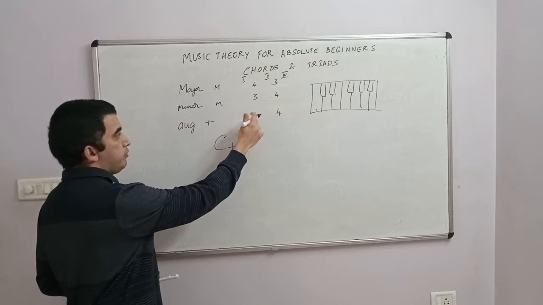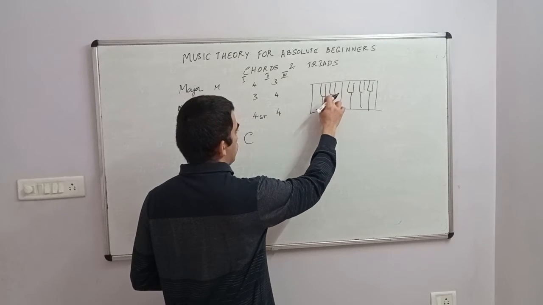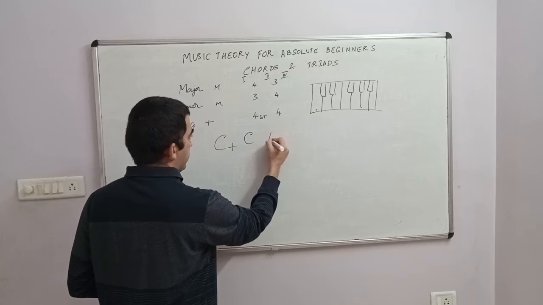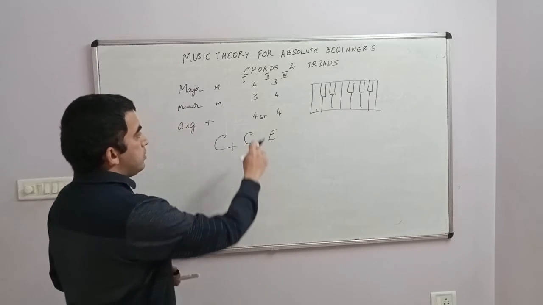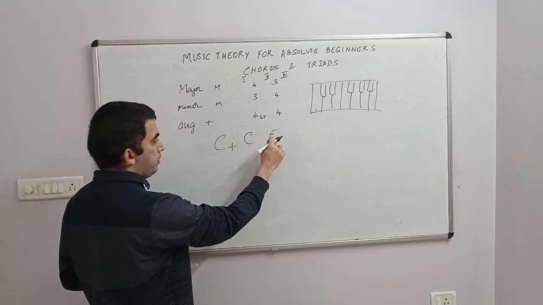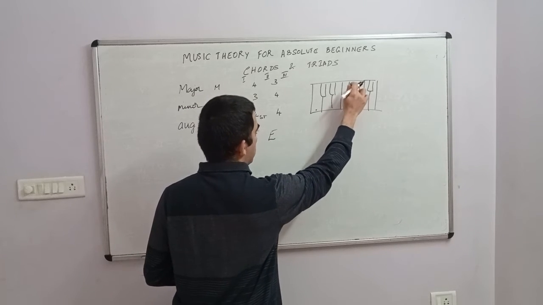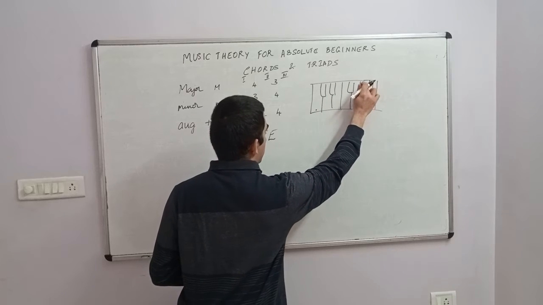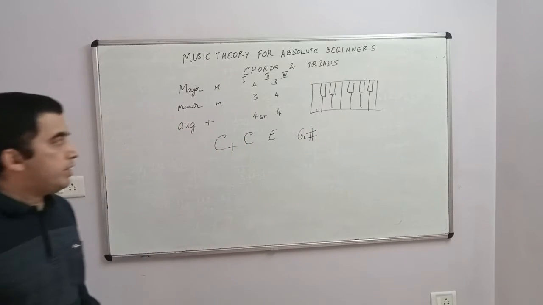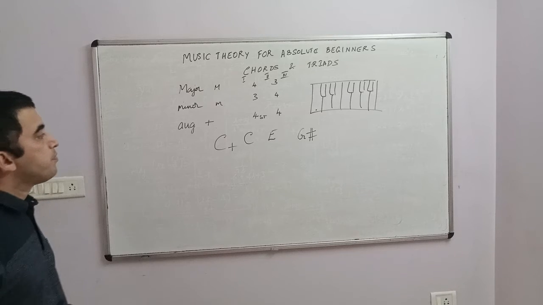So the next note will be 4 semitones above the C note. So it will be 1, 2, 3, 4. Okay, so the note is E. The third note will be 4 semitones above the second note. Right, so from E, you count 4 semitones: F 1, F sharp 2, G 3, and G sharp. Okay, so this is how you find out the notes of the augmented chord.